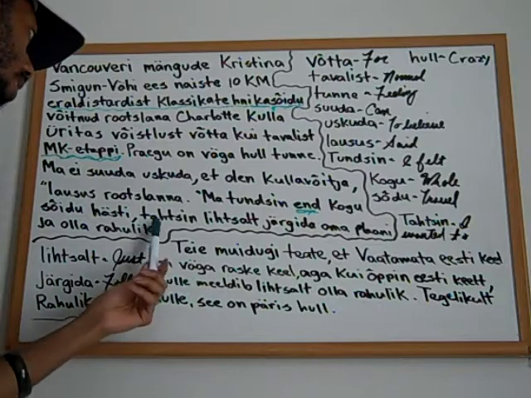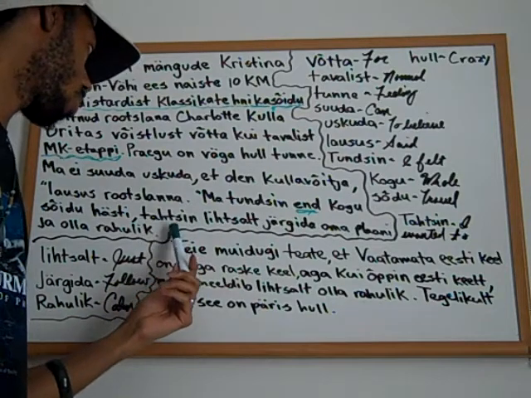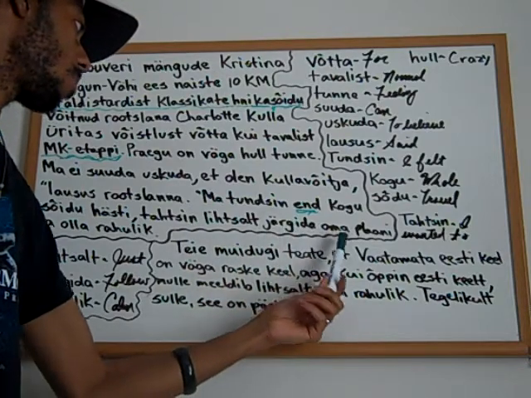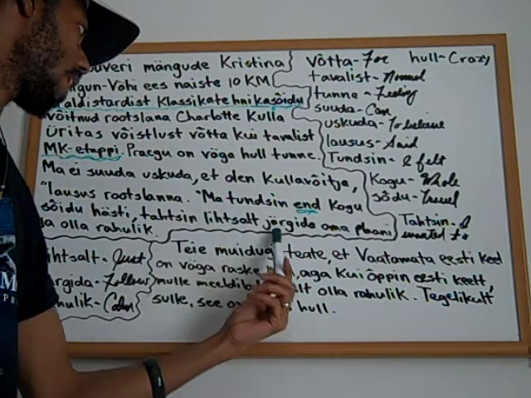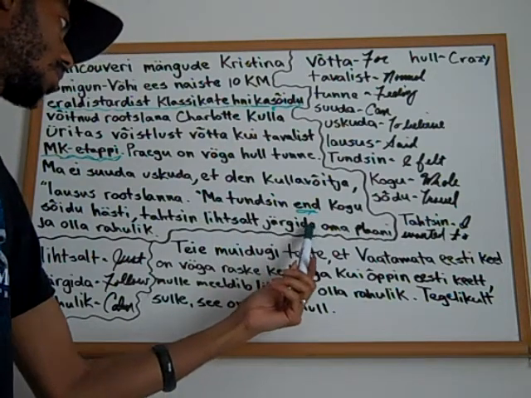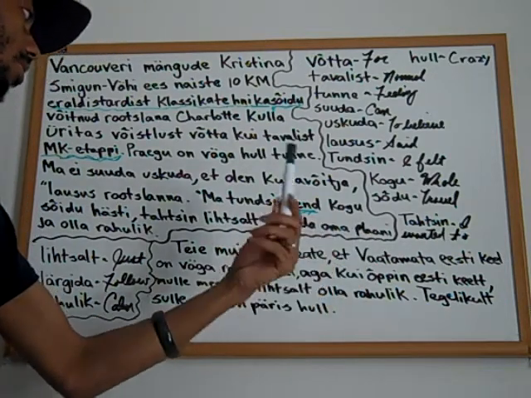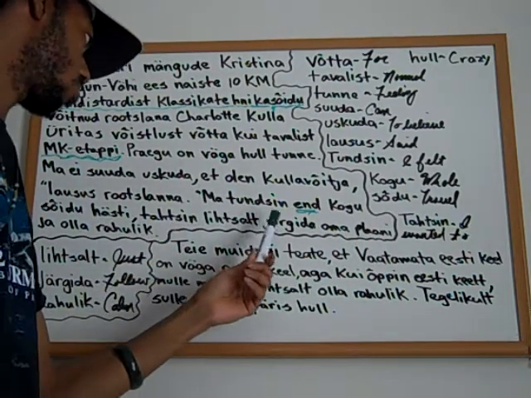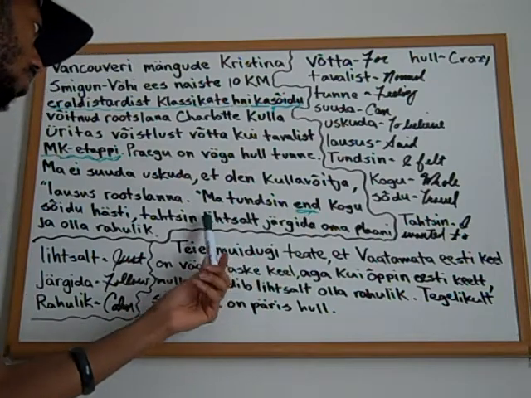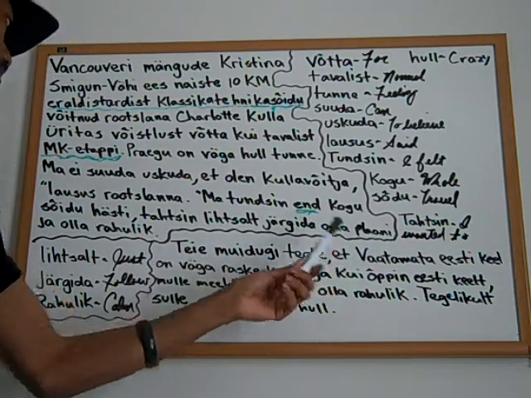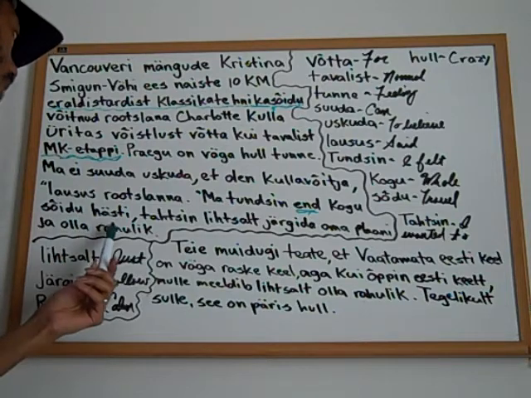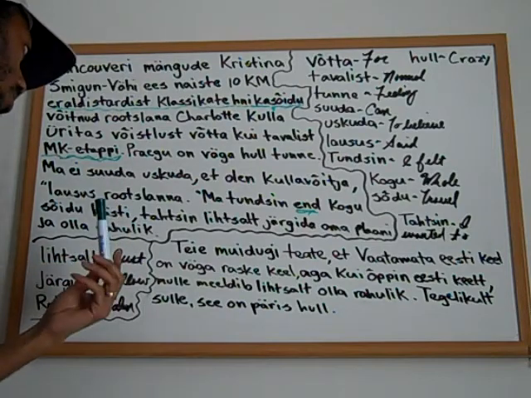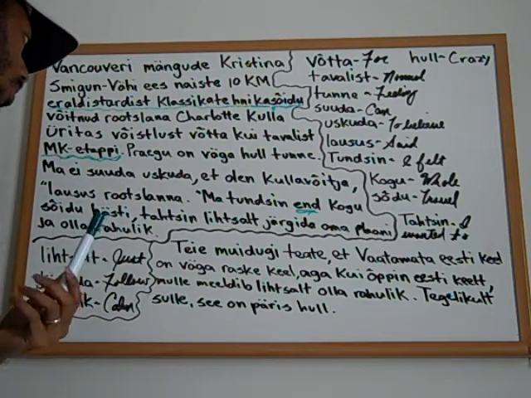Hesti. Tatsin litsot. So I just wanted yerigida oma plani. So I just wanted to follow. Yerigida is to follow. Oma is it's, and then plani is the plan. So I just wanted to follow the plan. Litsot is the just. Ya ola rahulik, and be calm. Rahulik is to be calm. Or ola is to be, and rahulik is calm.